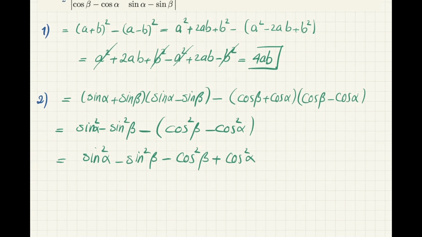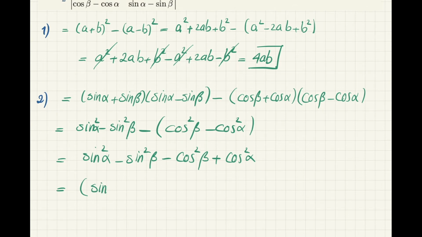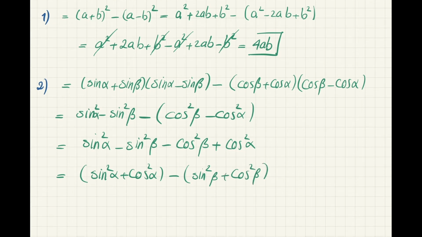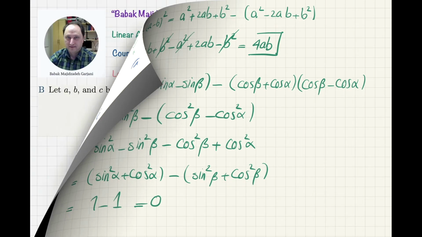So then I can combine these two together. Sine squared alpha plus cosine squared alpha is a famous trigonometric identity, and then I can factor a negative sign out between these two terms. I will factor a negative sign out and I will have sine squared beta plus cosine squared beta. Based on trigonometry, this is 1, this is also 1, so the answer would be 1 minus 1, which is 0.